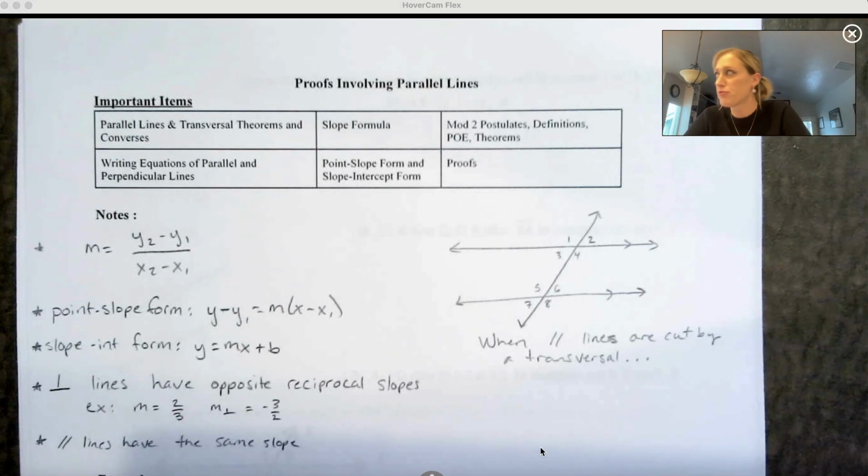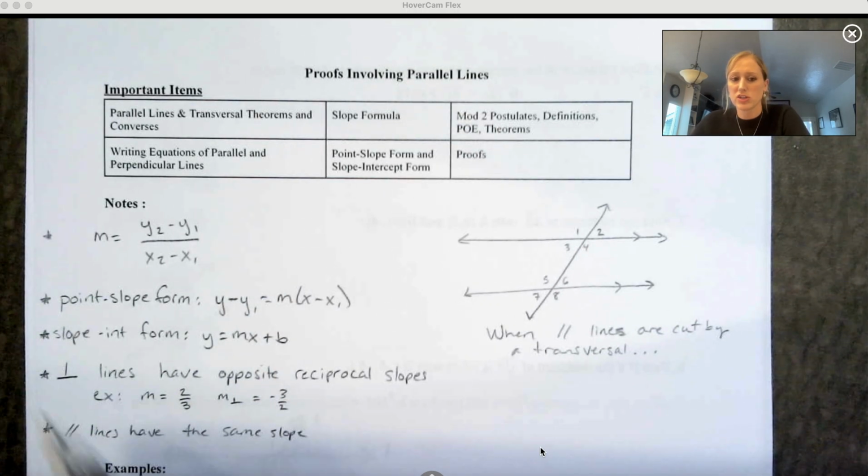Here's some more review for your semester 1 final in geometry. This is the unit regarding proofs and parallel lines. We did a lot with lines and graphing and writing parallel and perpendicular lines. So I've written down a couple things in this note section to help you out.